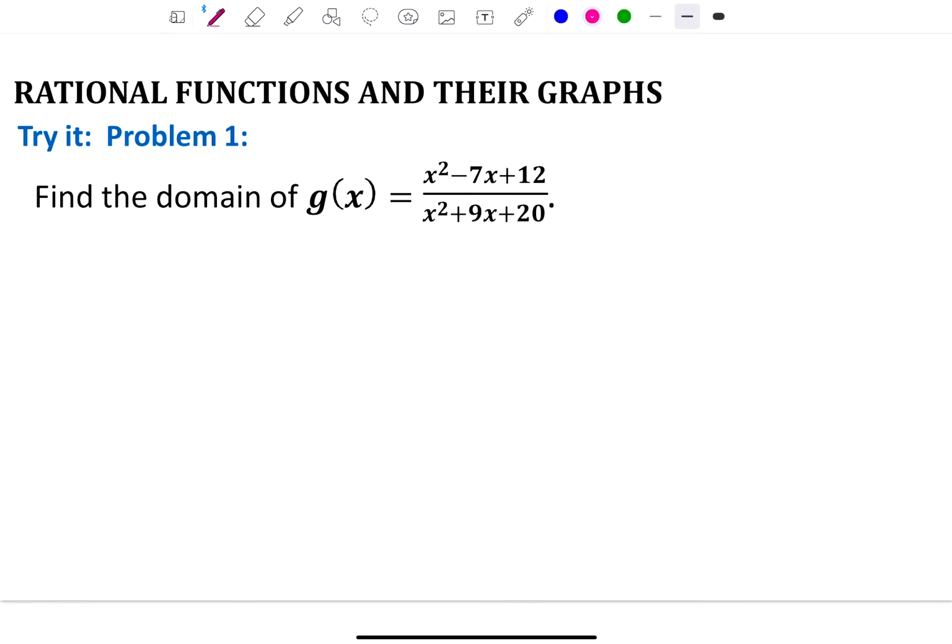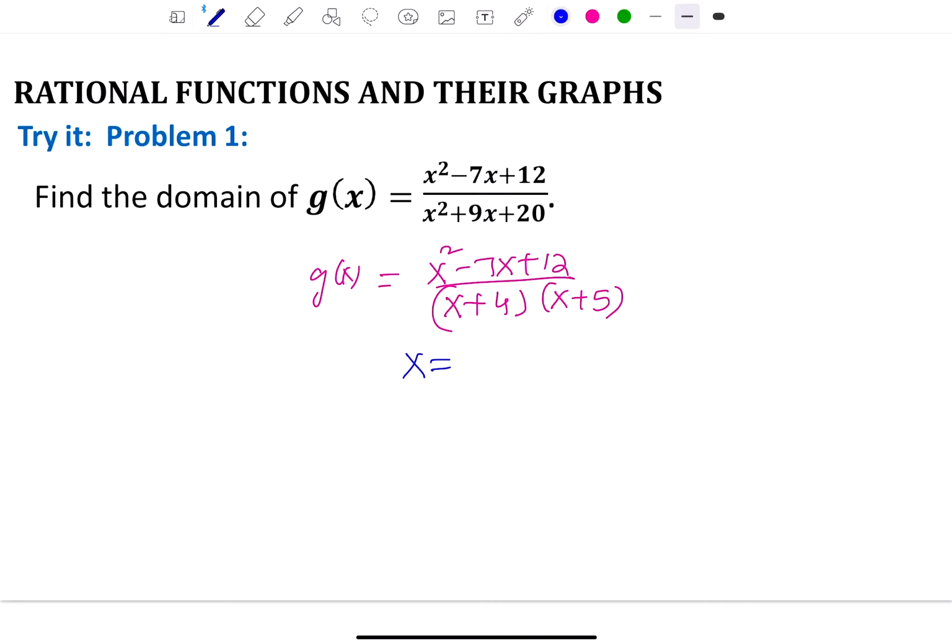Try this problem: find the domain of the given function. To find the domain, we only need to worry about the denominator. We don't care about what's in the numerator, as we know there's no radical function or logarithmic function involved in the numerator. So let's factor the denominator: two numbers multiplying to give me 20, adding to give me positive 9. The factors are x plus 4, x plus 5.